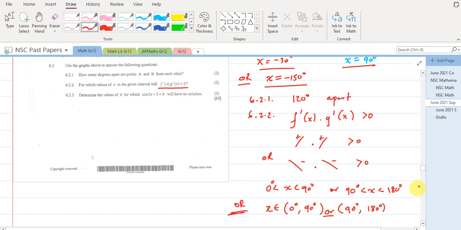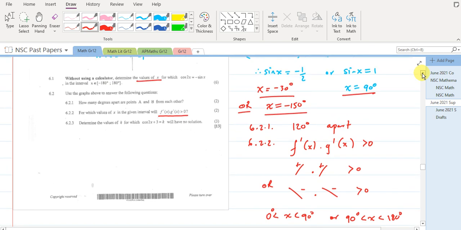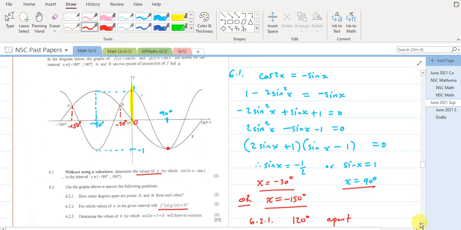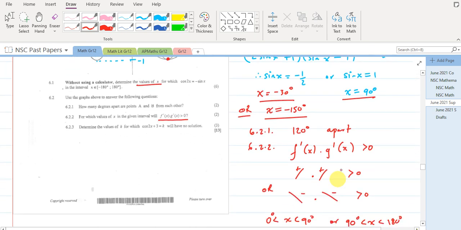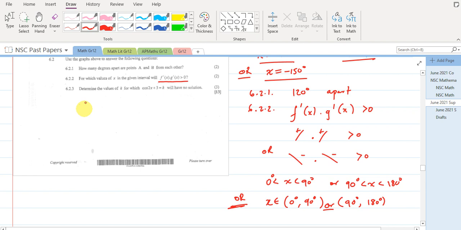Yeah, we can't include 90 degrees because both of them are equal at that point. They didn't ask for stationary. Increase or decrease simultaneously. There are other techniques. Obviously, if you're doing advanced program mathematics, you can differentiate the trigonometric functions and make it greater than 0. You should end up with the same answer.